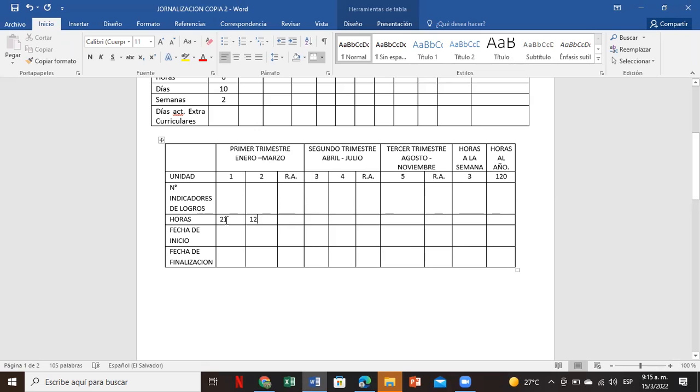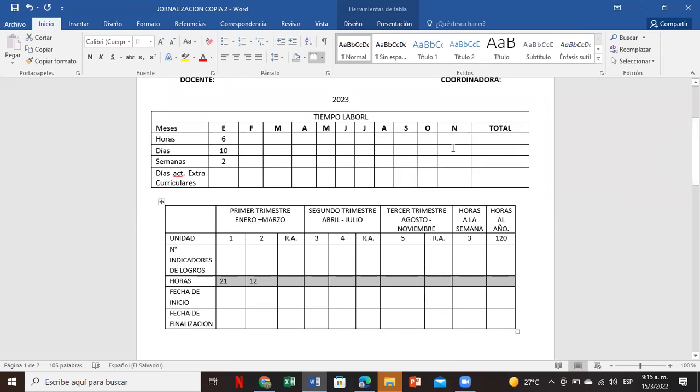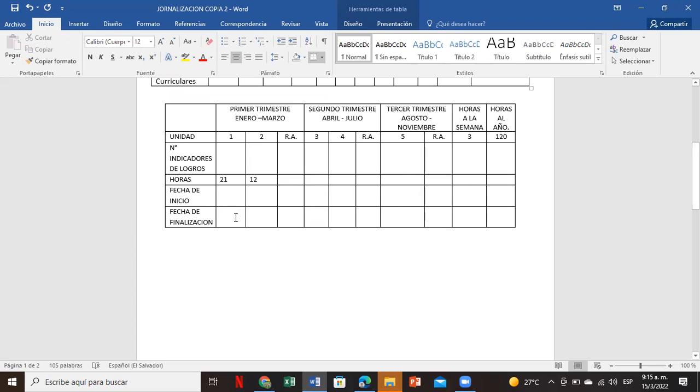¿Cuántas horas? 12. Entonces, al final, ¿cuánto me da el total? Me tiene que pegar con el total de horas anuales que tengo acá arriba. ¿Dudas o preguntas, señores? Más o menos, teacher. Ok, y eso es todo. Fecha de finalización. Eso sí lo vas a poner en todo. ¿Cuándo vas a iniciar unidad 1? ¿Cuándo la vas a finalizar? ¿Cuándo vas a iniciar unidad 2? ¿Cuándo la vas a finalizar? ¿Cuándo vas a iniciar unidad 3? Y así consecutivamente.